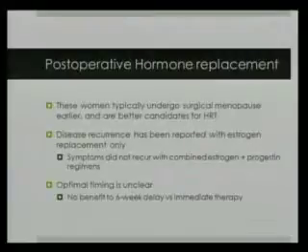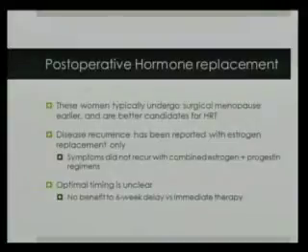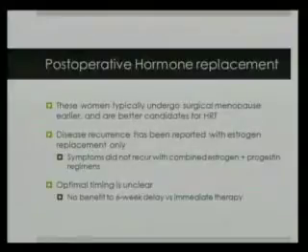In patients who undergo a BSO, you want to think about postoperative hormone replacement, especially in younger women. These women typically undergo surgical menopause earlier, so they are better candidates for hormone replacement. Disease recurrence has been reported with estrogen replacement only. They did not recur with combined regimens. As far as timing, when you start is unclear. If you want to do a 6-week delay versus immediately after surgery, there's really no benefit one way or the other.